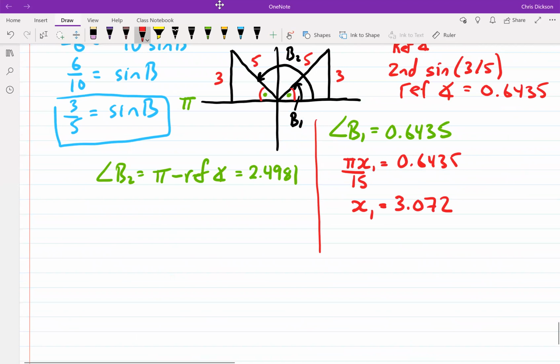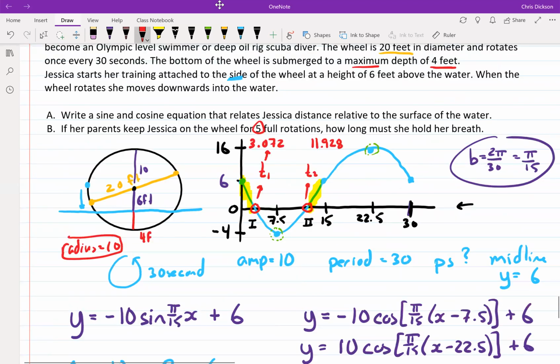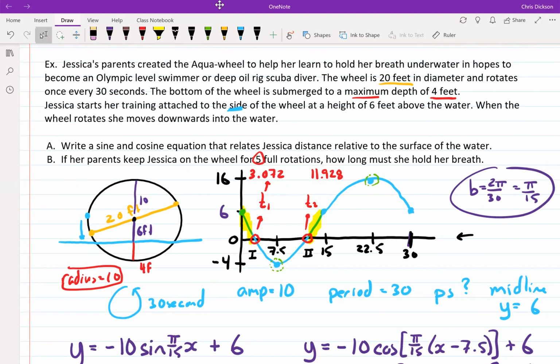So I'm going to say that B2 would be pi x2 over 15 equaling 2.4981. So x2 would be 2.4981 multiplied by 15 and divided by pi. Look at that, 11.928. So it does give us the two numbers we got up here. So I always find symmetry a bit easier to work with here.